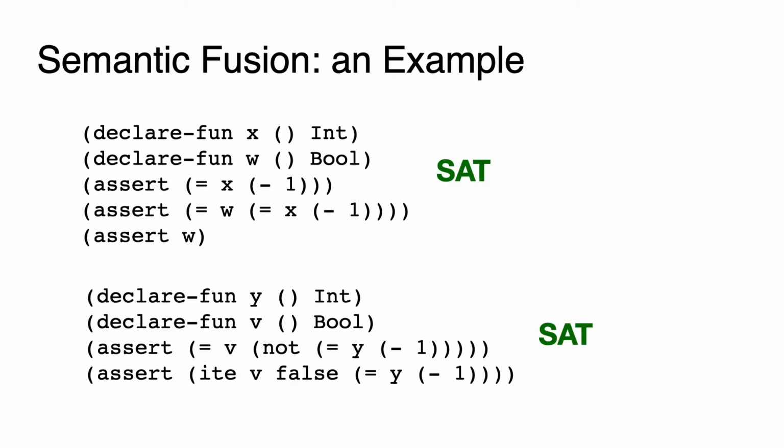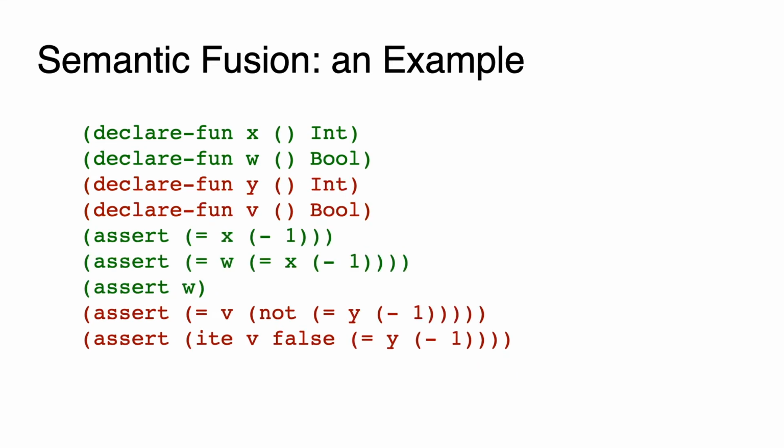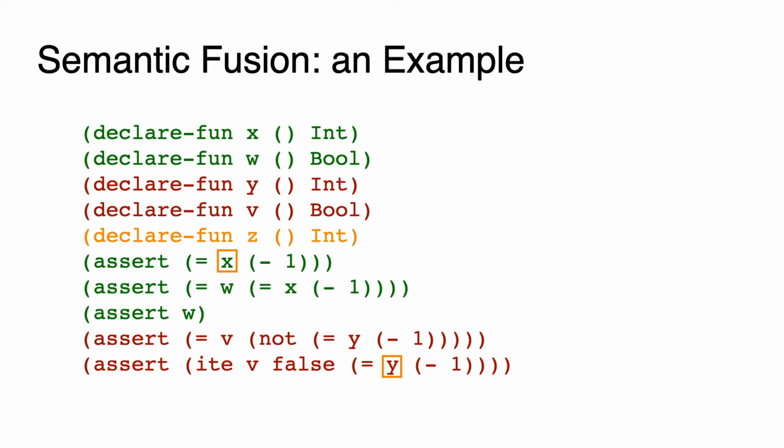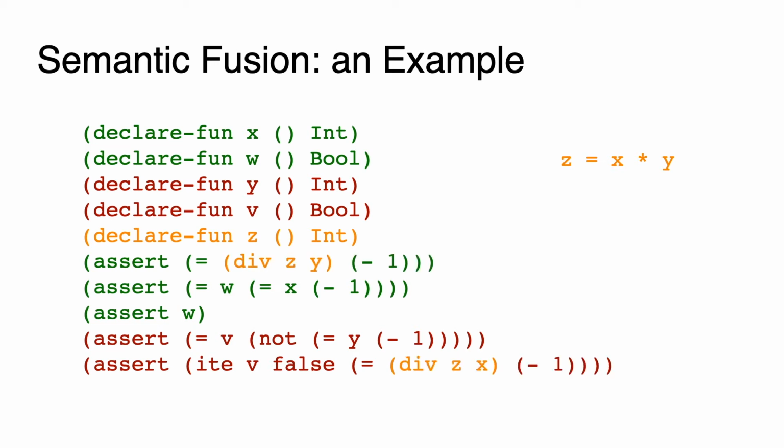Let's see a real example. Given two satisfiable formulas that are written in SMT-LIB language, we use some colors here to make the process visible. We first concatenate them together. Randomly select some occurrences of variables x and y. Create a new variable z. Construct a fusion function z equals x times y. Substitute the selected occurrences with the inversion functions. The formula should be satisfiable by construction.